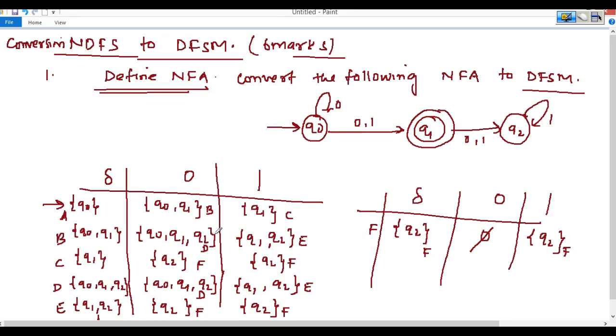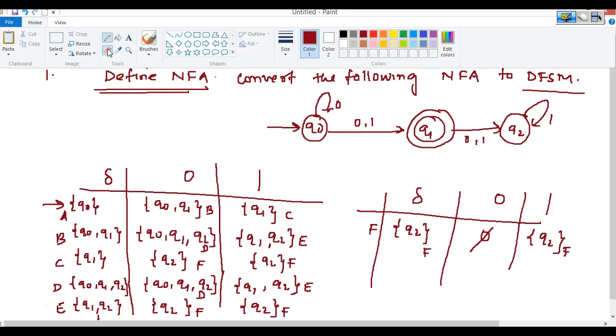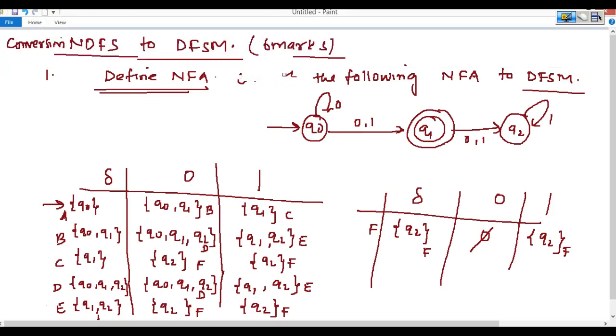This way you can construct the DFA. Now we have to write the DFA. So I'm going to erase these questions which I have written here, and I will design here only the DFSMs.